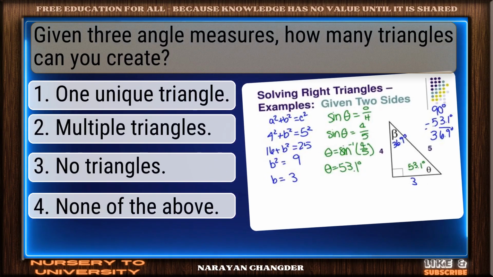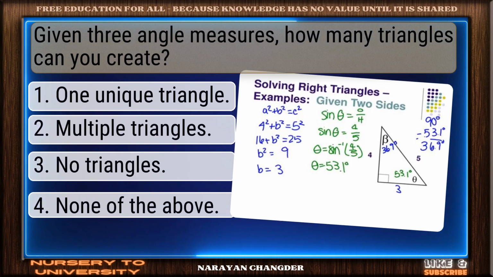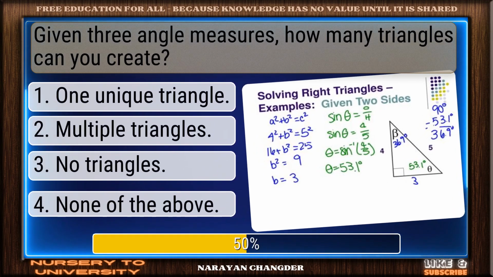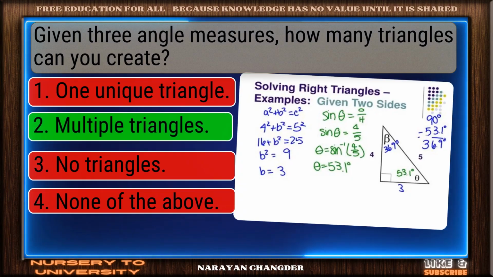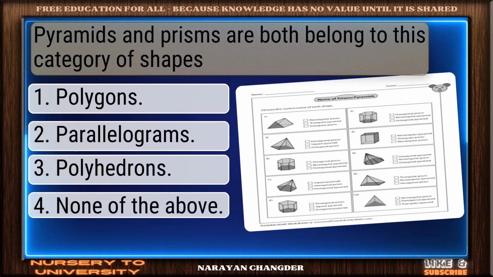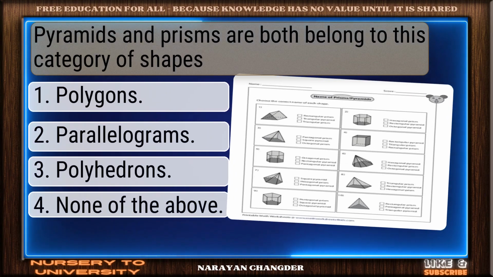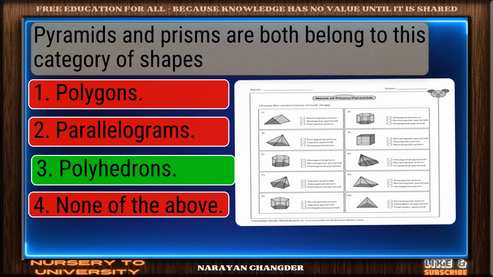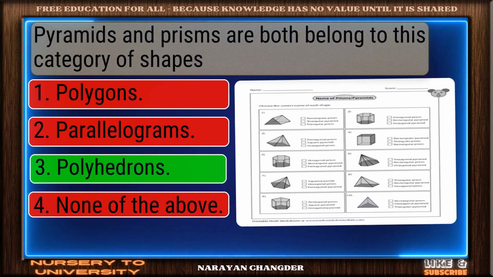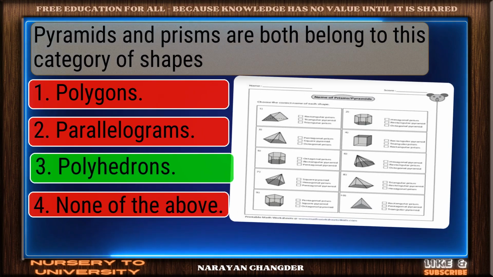Question number 23. Given 3 angle measures, how many triangles can you create? Smart move. Multiple triangles is an accurate answer. Question number 24. Pyramids and prisms both belong to this category of shapes. On track. Polyhedrons is the correct answer.